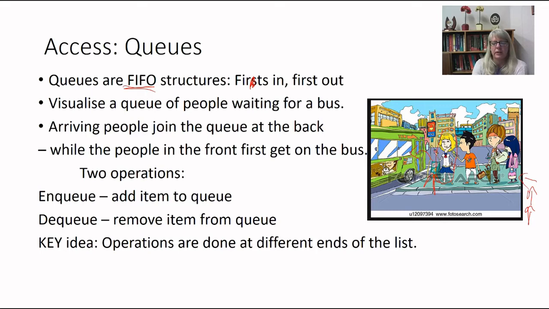The two terms you need to know are NQ and DQ. It's sometimes spelled differently. Some textbooks, I think, take sort of a shortcut and remove that last UE. But I'm so satisfied that I can spell Q that I keep them there. So NQ adds something to the queue, and DQ removes something from the queue. But the key factor is that it is done at different ends of the list. So it's still restricted. You can only add at one end and delete at another end.